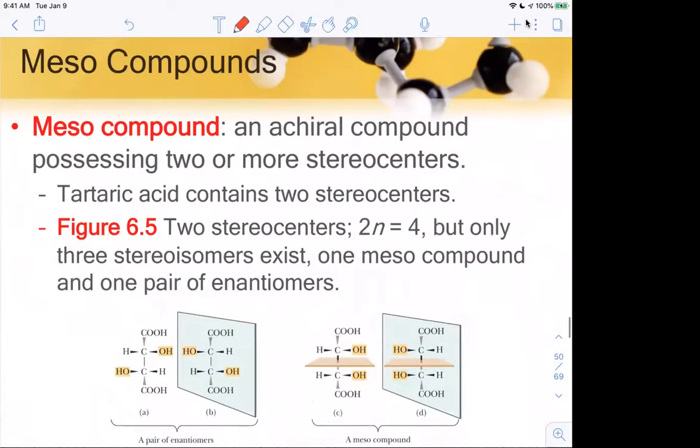Now, just to be contrary, there is something called a meso compound. And this is an achiral compound that has 2 or more stereocenters, but the mirror image is actually superimposable, which means that instead of being stereoisomers, they are actually the same compound.